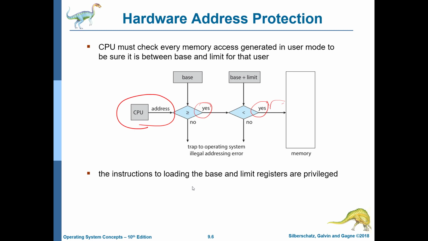The instructions to load the base and limit registers are clearly privileged, which means that they can only be executed by the operating system and by nobody else. So that's an important point to bear in mind, that it's only the operating system that can change the base and limit registers and nobody else. And this is mainly because security is involved, particularly the security of the same program and the security of other programs.